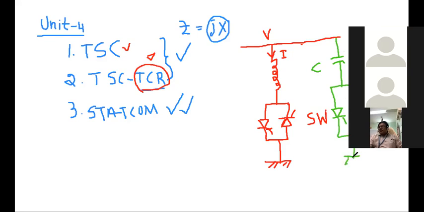Okay, so this is about the thyristor switched capacitor, but a small modification we have. That is here a small inductor. Okay, inductor is connected here, a small value. Very less number of turns you can represent. Here it is connected. What is this actually?